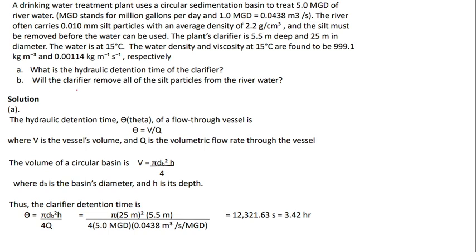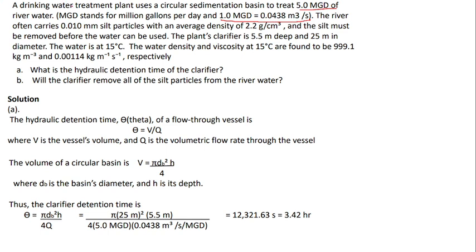Now the next question is: a drinking water treatment plant uses a circular sedimentation basin to treat 5 mgd. This mgd stands for million gallons per day. The unit conversion to convert the mgd to meter cube per second is also given. So 1 mgd is equal to 0.0438 meter cube per second.